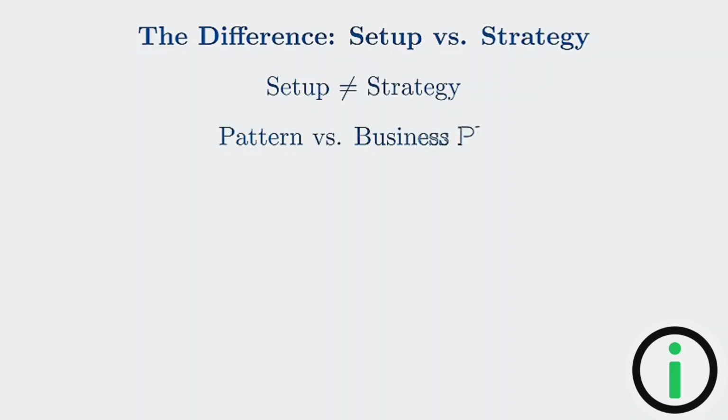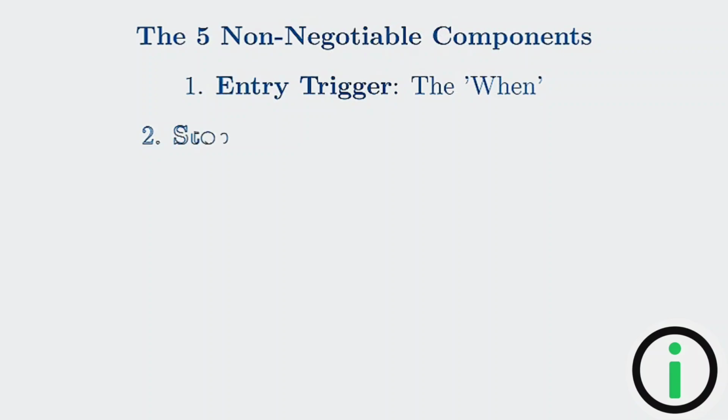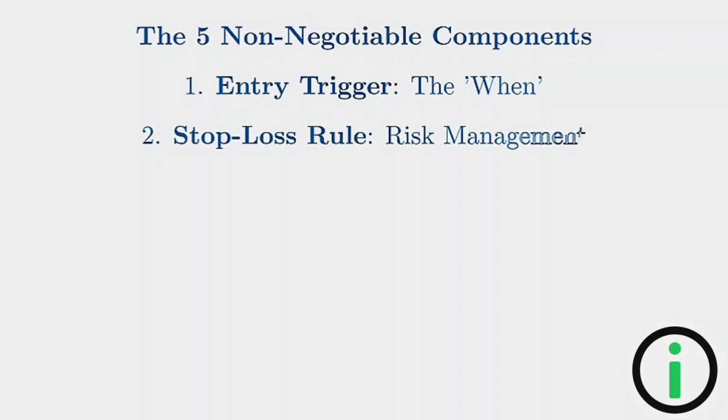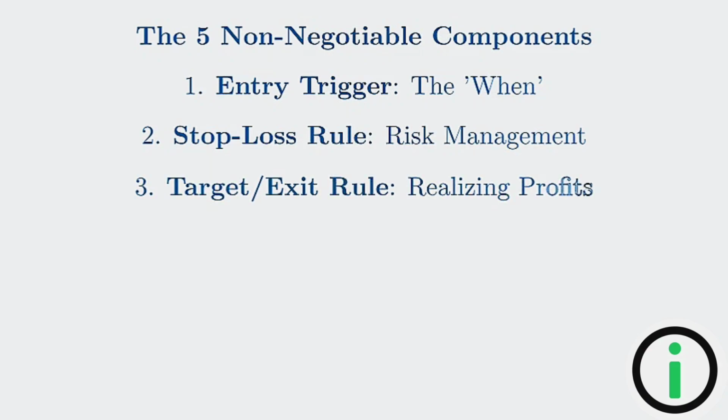A strategy is a complete business plan for a trade. To be considered a strategy, your plan must have 5 non-negotiable components. First, the entry trigger. This is the exact mechanical moment you click buy or sell. Second, the stop-loss rule. This is your uncle point where the trade is proven wrong. Third, the target or exit rule. How and when do you realize profits?